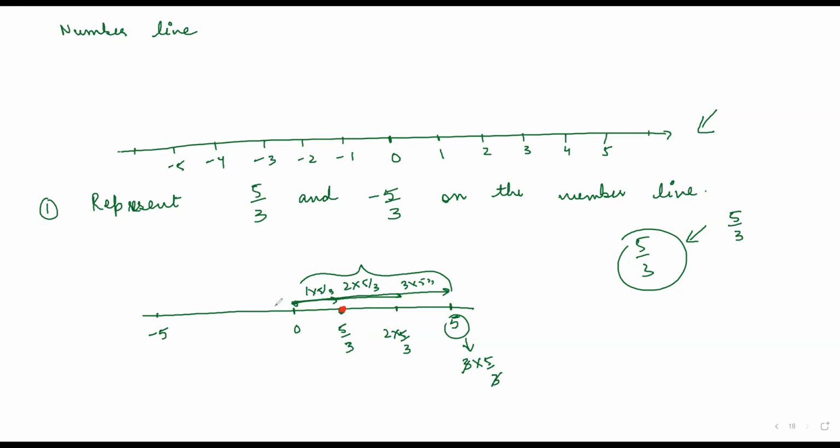And similarly, on the negative side, again, you are dividing this. Minus 5 is because it is on the left, but ultimately the distance is 5. So you're dividing your distance into 3 equal parts. The first part is again minus 5 by 3. The second part will be 2 into minus 5 by 3. This way you can write. And this third part is actually 3 into minus 5 by 3. So ultimately 3 cancels out and you get minus 5. So these 2 points you are interested in, 5 by 3 and minus 5 by 3.